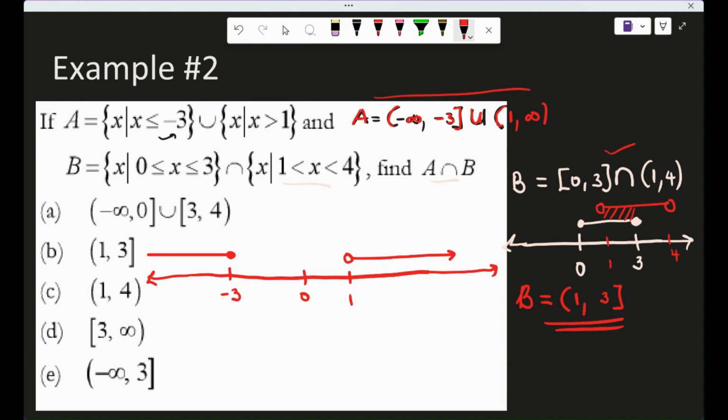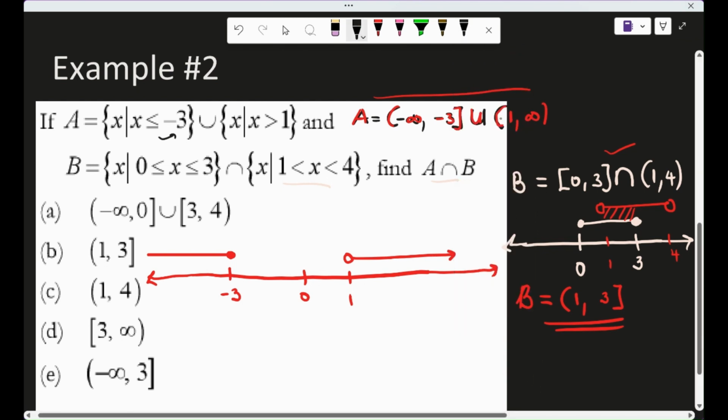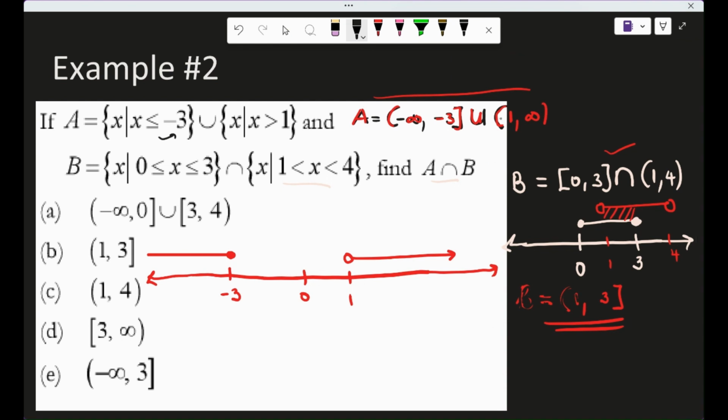Okay, so now let's draw B. I'm going to use black for B. This is B, which is 1, 3. So let's have B here. 1, 3 means this is 1, and 3 is going to be somewhere here. So this is 3, and you can see it is open at 1 and closed at 3.